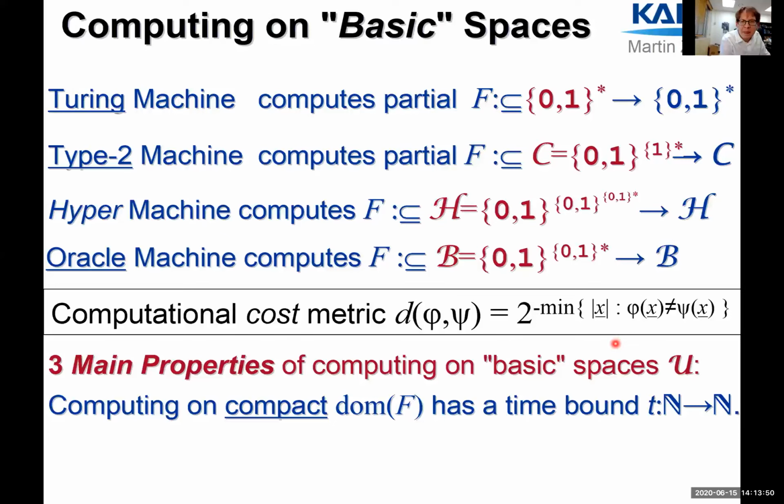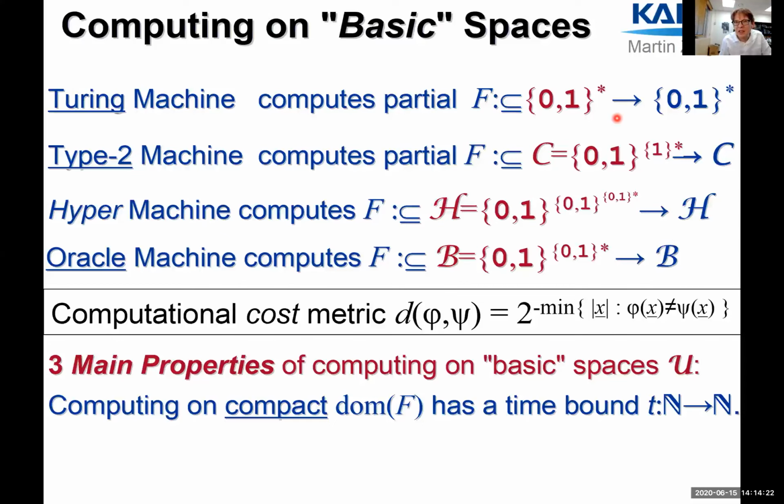that is, a closed subset, then there exists a time bound. Then there exists a function t, which only depends on the number of the bit to be output. It only depends on the output, but not on the input. That's the important and subtle point that I'd like to stress here. In the discrete setting, we usually use n to denote the binary length of the input, and then measure computational cost in dependence on this length of the input.